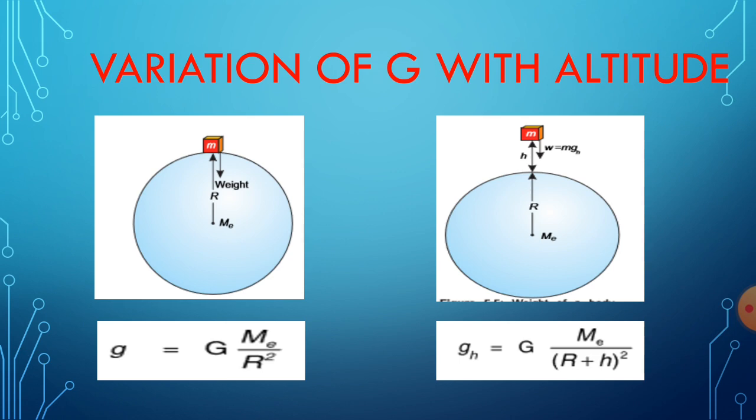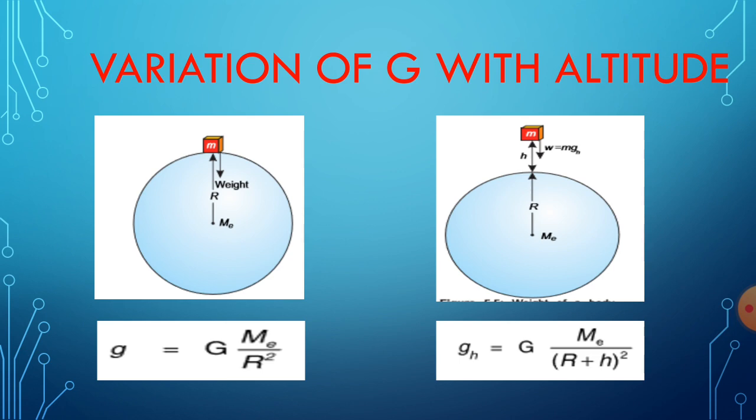Now the same object, if it is moved to a certain height as shown in figure number 2 of this slide, that is, moved to a height of h, then the formula of g will change from g to gh, meaning this is the value of g at a certain height, and its value will be equal to capital G Me divided by r plus h whole square, where r is the radius of earth and h is the height of this object.